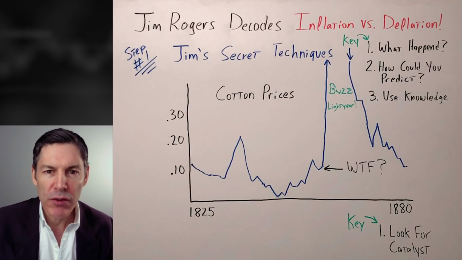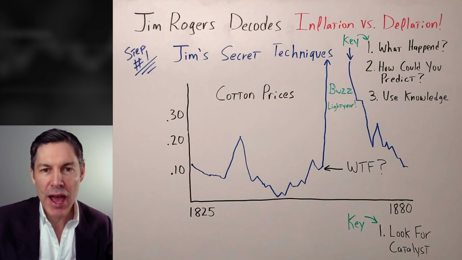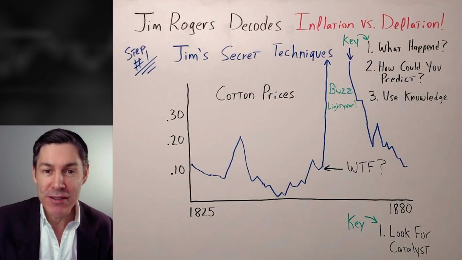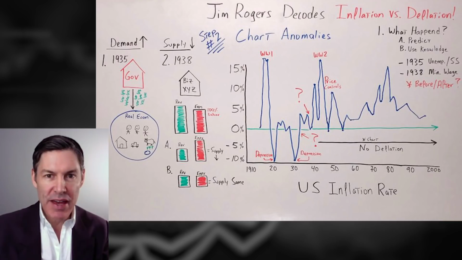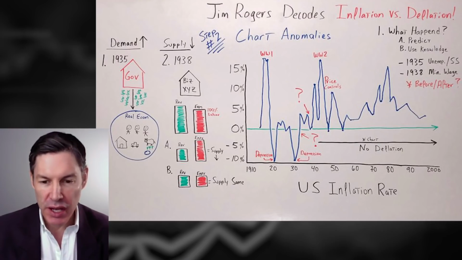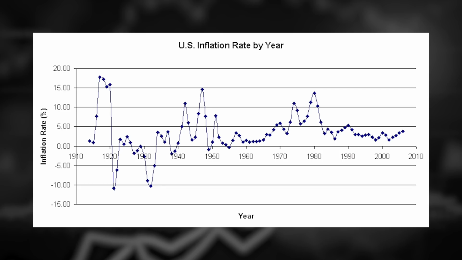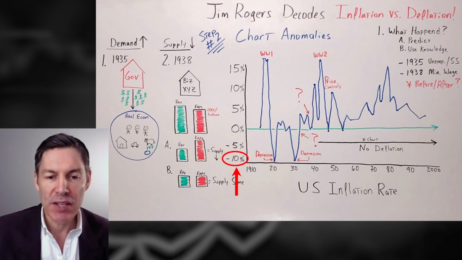Now let's use what we've learned from Jim Rogers in steps number 2 and 3 to try to predict whether or not we're going to have inflation or deflation. Step number 2! Now let's dive into some chart anomalies regarding inflation and deflation. I've got a chart of the U.S. inflation rate going back to 1910 all the way to 2000. On the left, it goes from negative 10% all the way up to a positive 15%.